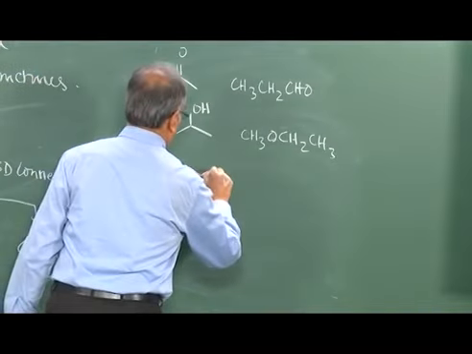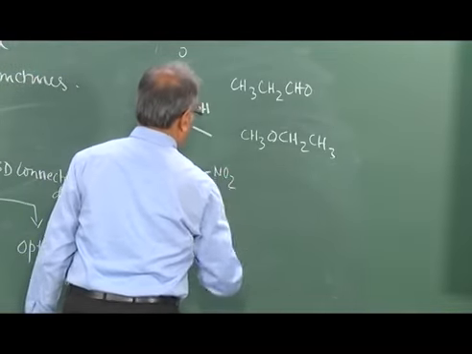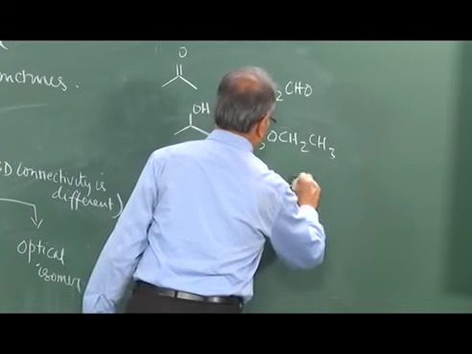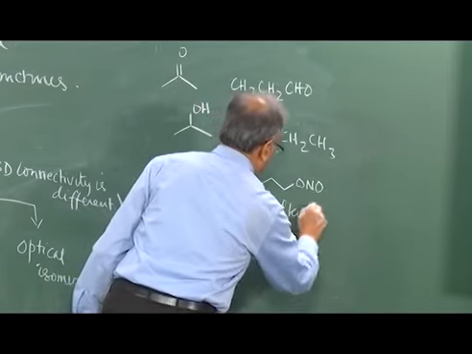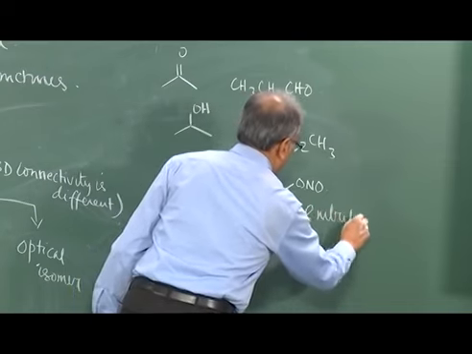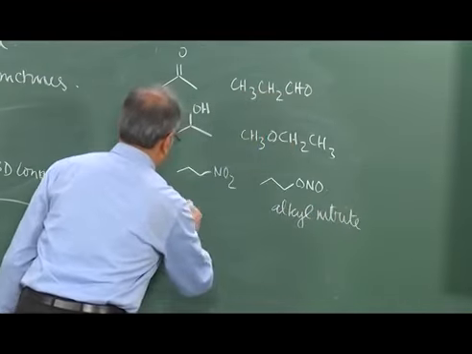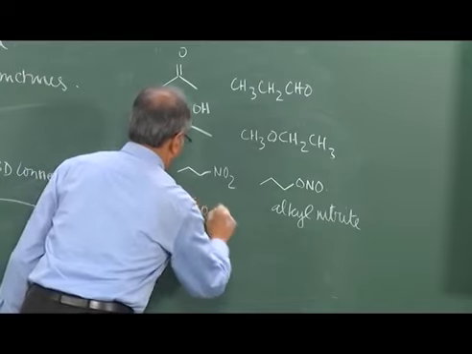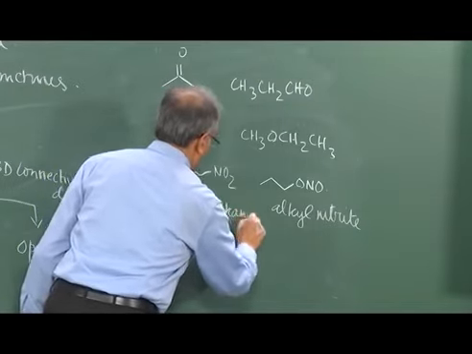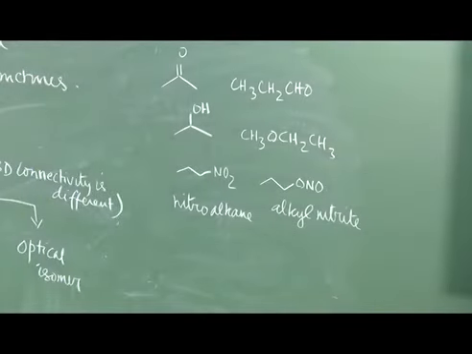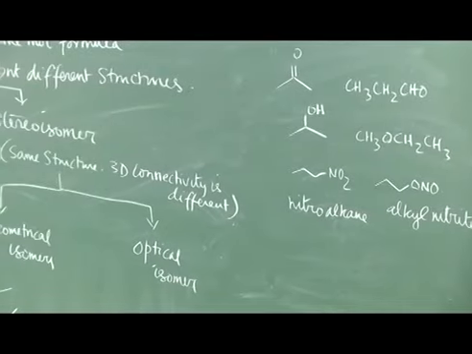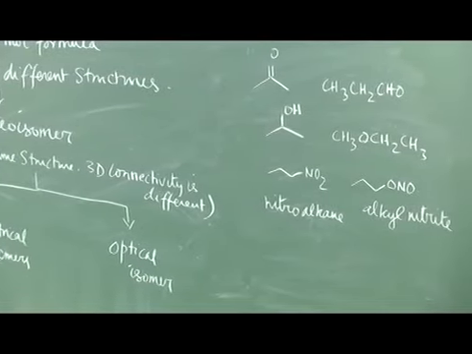If you consider a nitro compound, it can be this, an alkyl nitrite, or this, a nitroalkane. So, these also constitute the so-called functional isomers. Functional isomers are those where the functional groups are different, but otherwise the molecular formula is the same.